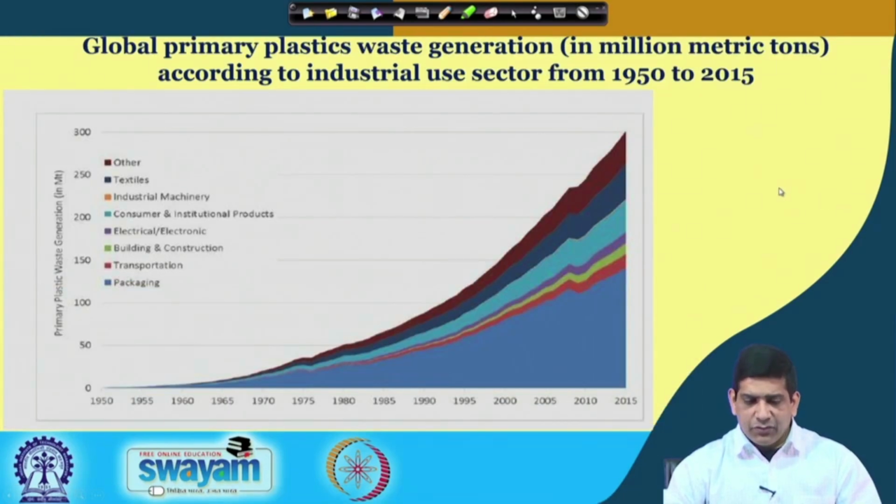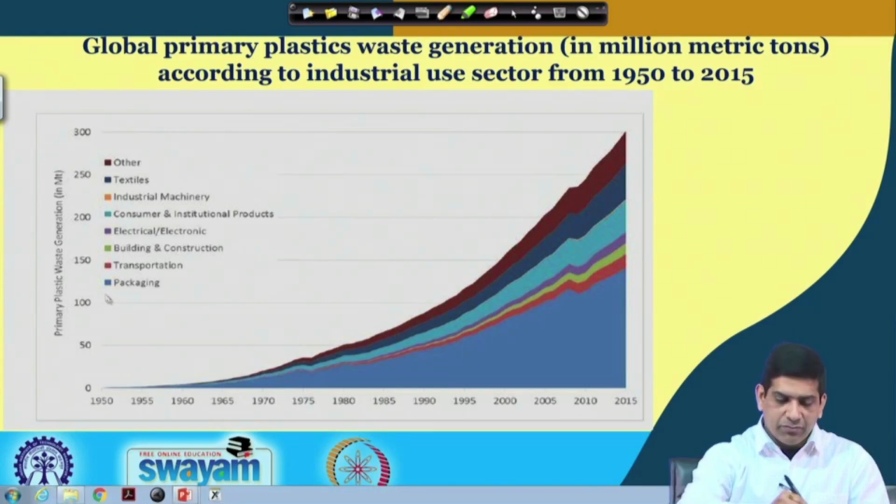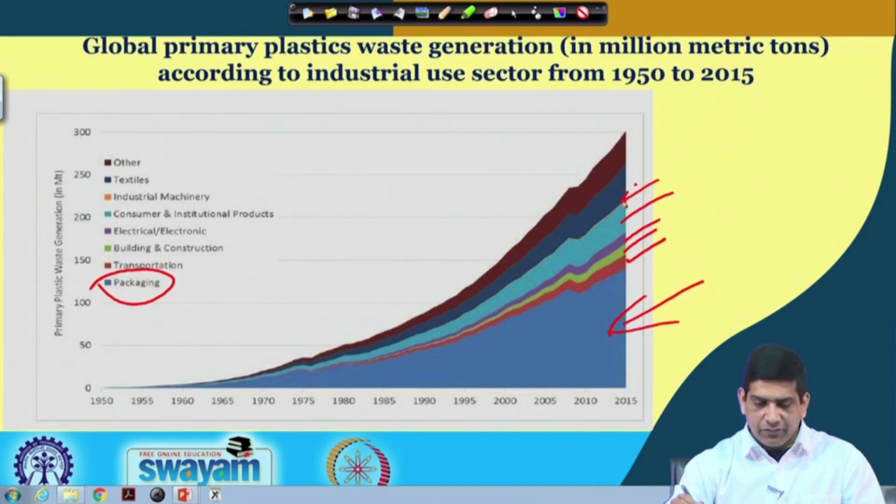And then, as you can look at the global primary plastic waste generation, what are the different industries which are producing plastic? We talked about it a little bit earlier as well. The packaging again shows up here. As you can see, at the bottom, this is your packaging. And then you have the transportation sector, we have building and construction, we have electrical and consumer and institutional products, industrial machinery, we have that in there as well, a very small figure right there. We have textile and we have others.